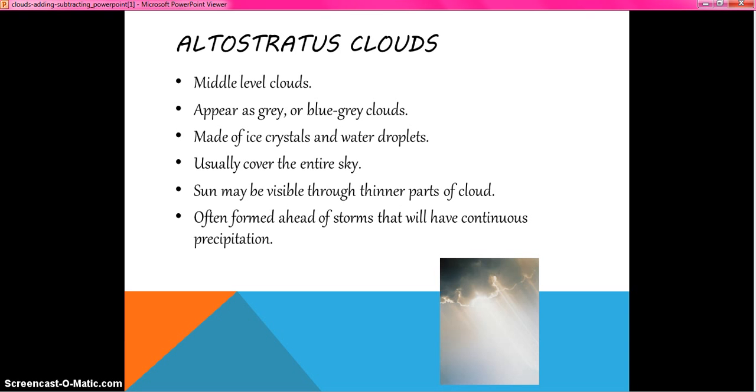Another middle-level cloud is the altostratus cloud. They have a mixture of colors including blue and gray. They are formed by ice crystals and water droplets. For the most part, they take up the whole sky, but when there are thin spots in the clouds, you can see the sun's rays pouring through them. These clouds also form ahead of small storms that will have a light, continuous fall of snow or rain.